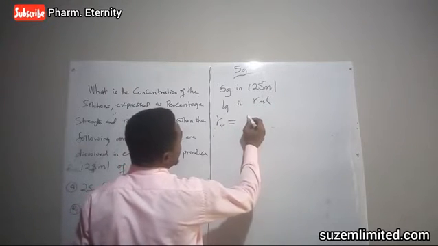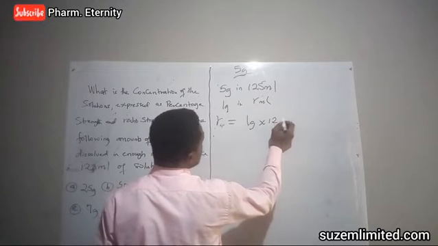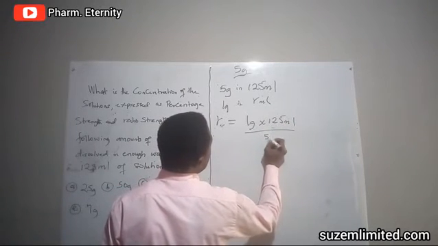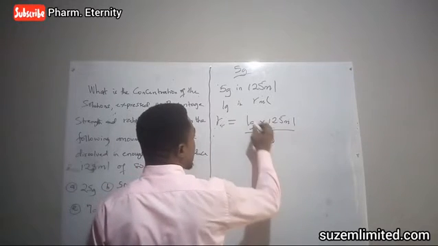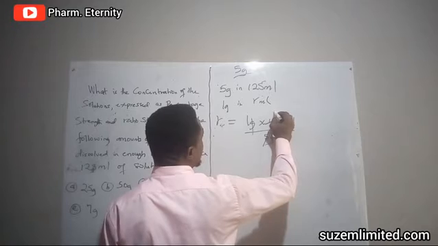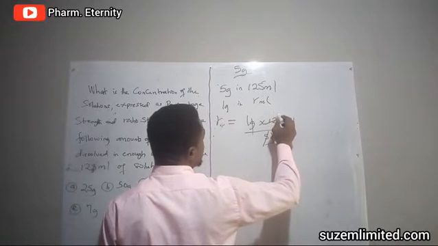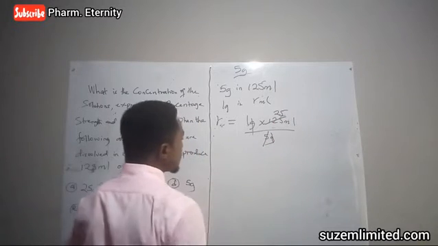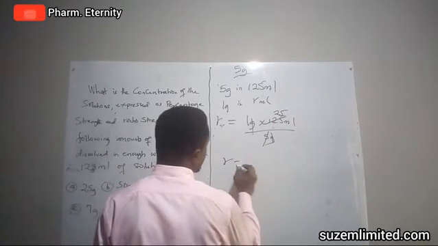So R is now equal to, you cross multiply, 1 gram times 125 ml, all over 5 gram. Gram will cancel gram. 5 will divide 125, giving us 25. So that means R is 25 ml.